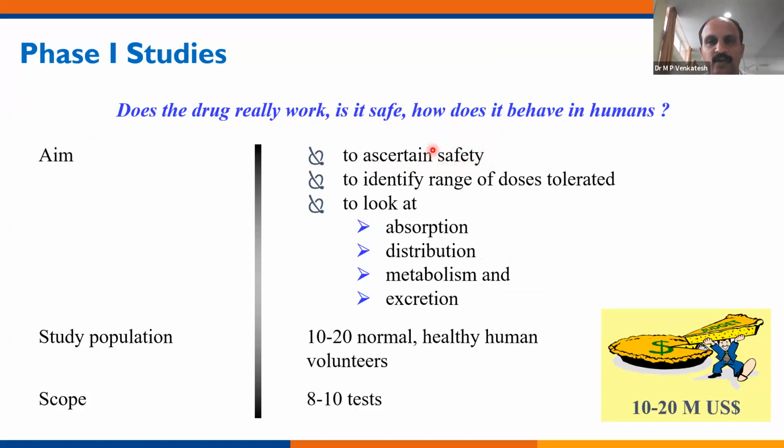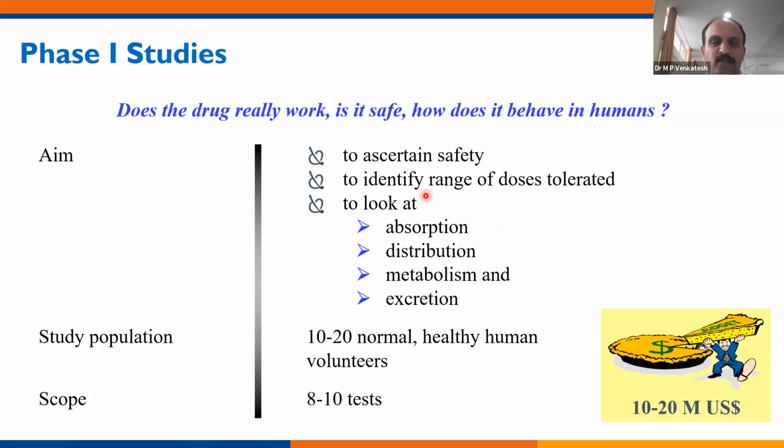The second one, once you are able to see the safety of it, is that we try to identify the range of dose which is tolerated by human beings. Many times you say the drug will be taken at 10 to 30 mg per day in divided doses. That means 10 mg is the minimum therapeutic dose, and it can be taken up to 30 mg. That is how you get the information. This is done as part of your phase 1 clinical trials. During this, you study the ADME characteristics: absorption, distribution, metabolism, and excretion.